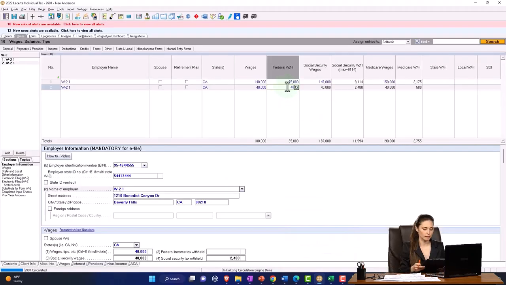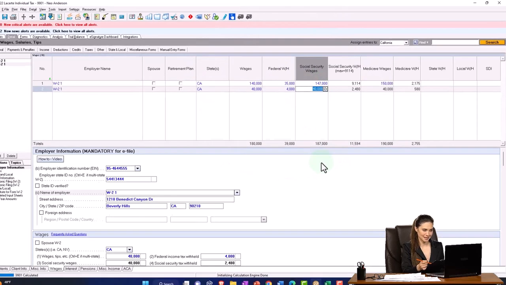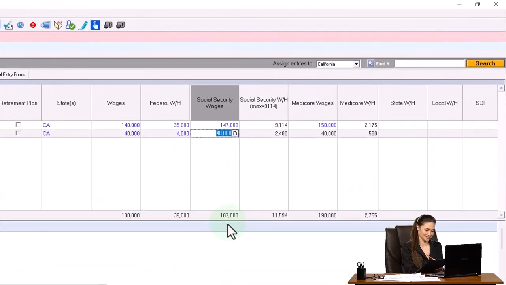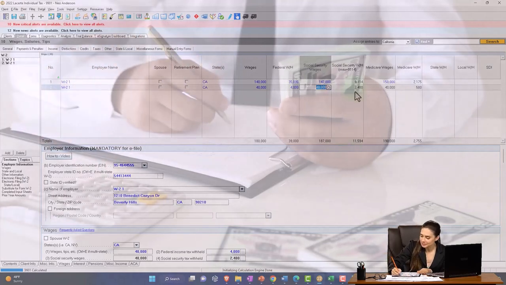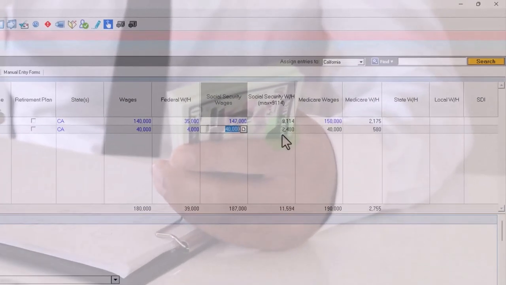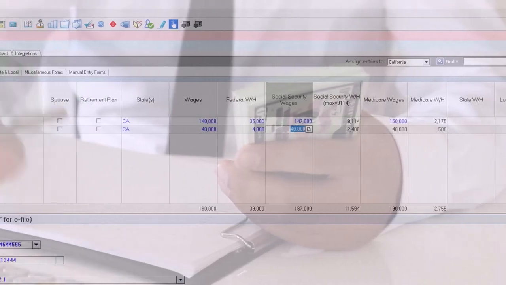So 4,000 withheld. Now the issue is the total of the two Social Securities are over the cap for an individual, which should be 147,000 at the cap. So that means we overpaid the tax on the Social Security by this 40,000 times the 6.2, or the 2,480.